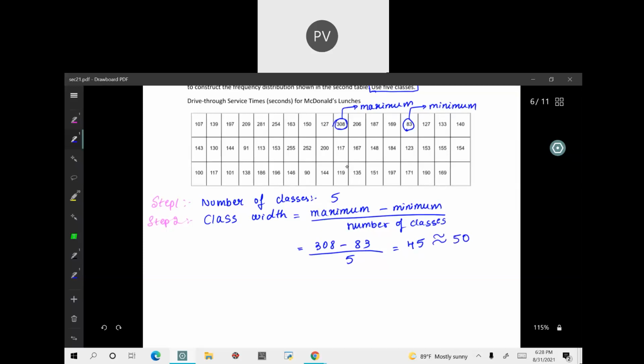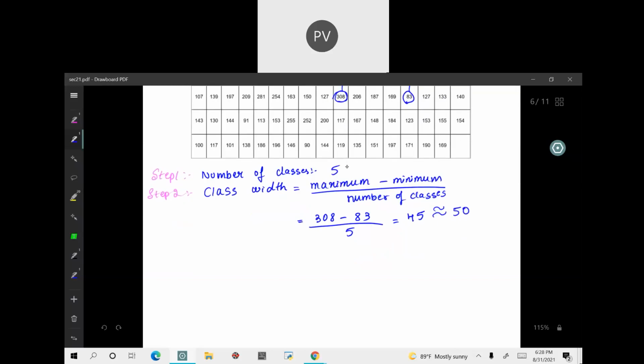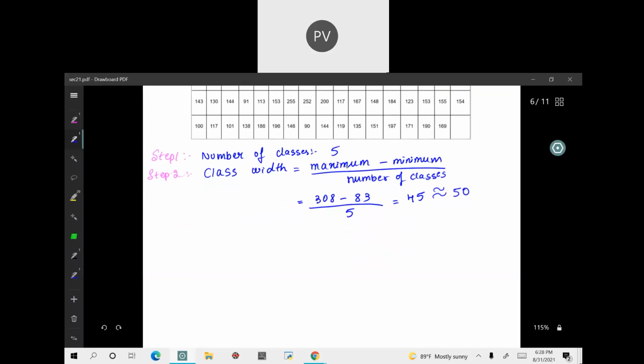Okay, you can round it off to 50, or even if you keep the same number, there is not much difference found in the values. So I'm just rounding off to 50, since it's a 0, the calculations will be easier to do. Now step 3 is to do the class limits, right?